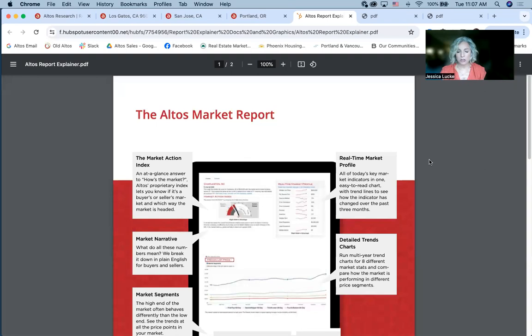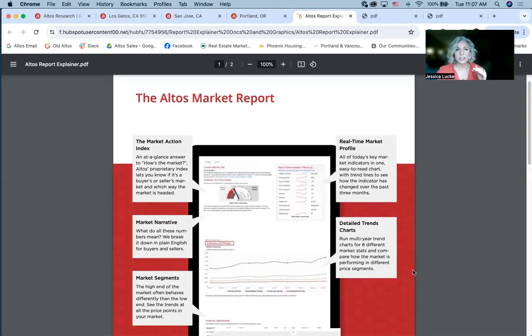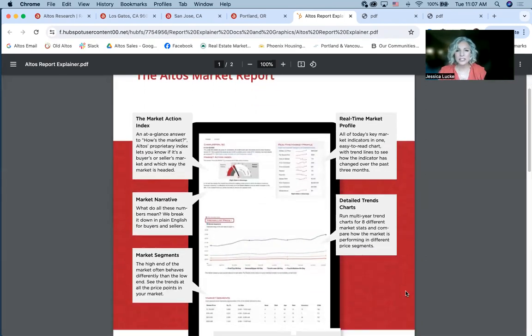And so with these reports, you can help overcome some of that anxiety. Well, how do we do that? So here, what we're looking at is the report explainer. This is a 2-page, what I call cheat sheet. It's a high-level overview of the components that make up the market report. This is important because not only are we in the business of answering the question, how's the market today? We want to take that complex data and put it into an easy to understand format.